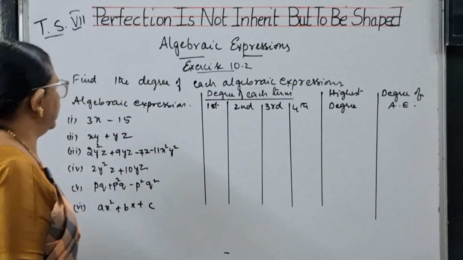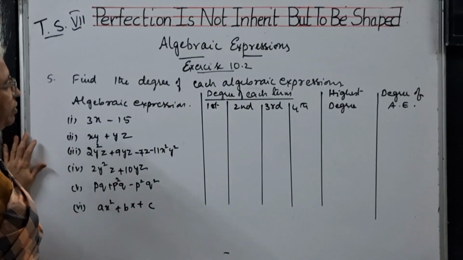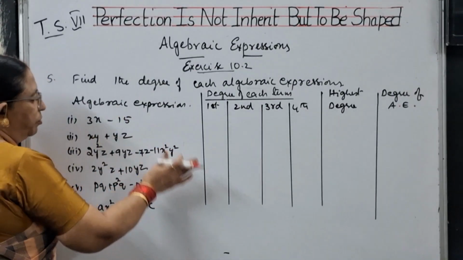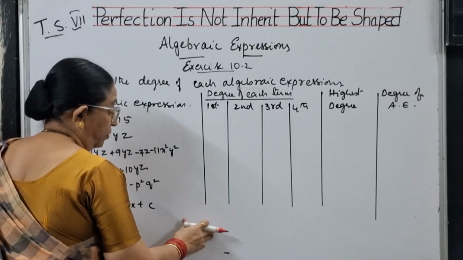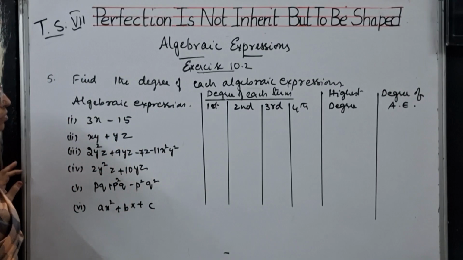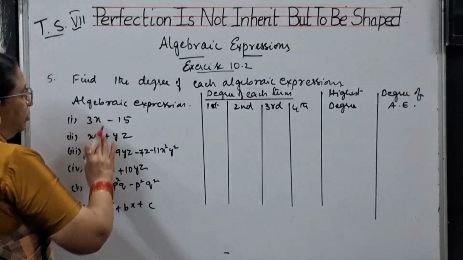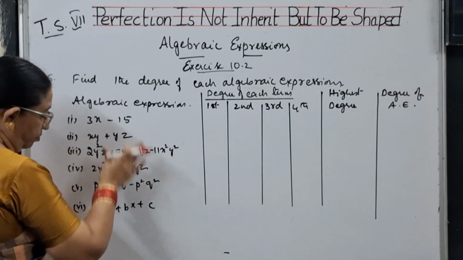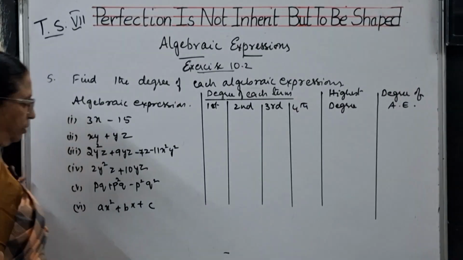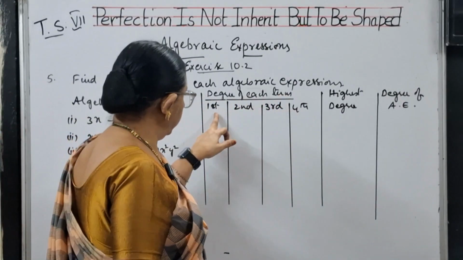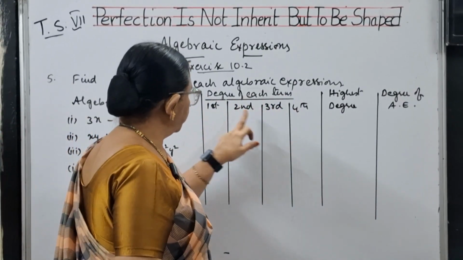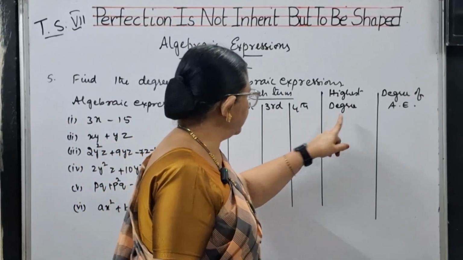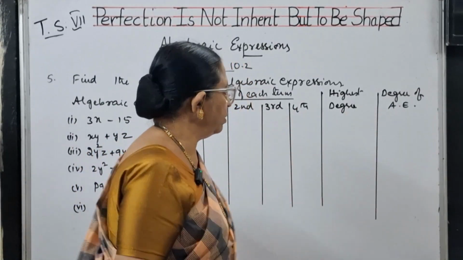Now the next one, children. Find the degree of each algebraic expression. Earlier we have done this type of problem, but for this, if you make a table, it will be convenient for you to understand. So we have got algebraic expressions given. These are all the problems that you have got, six bits. You have got the degree of each term: first term, second term, third term, fourth term, however many they are having, that we will write, and out of this, the highest is the degree of the algebraic expression.